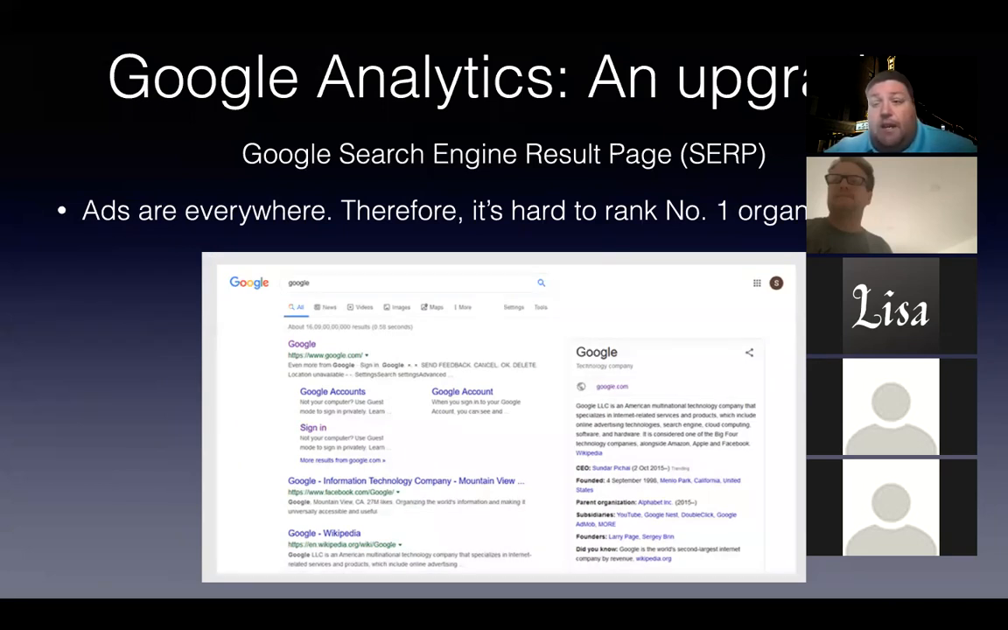That can be as simple as seeing, what's it called? You know, on the back of a car, it shows the dealership where you bought the car. That is considered an advertisement. So ads are everywhere, and therefore it's hard to rank number one in Google.